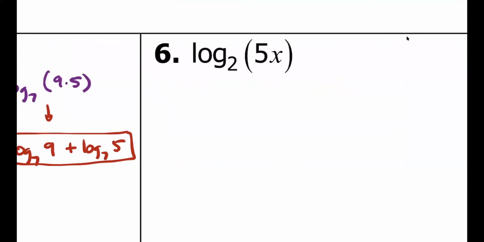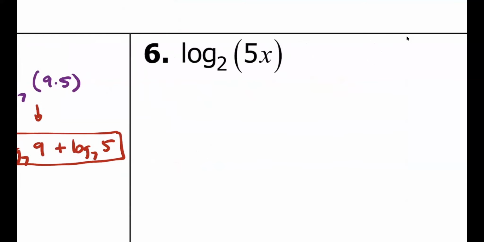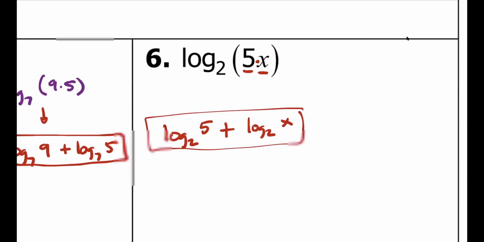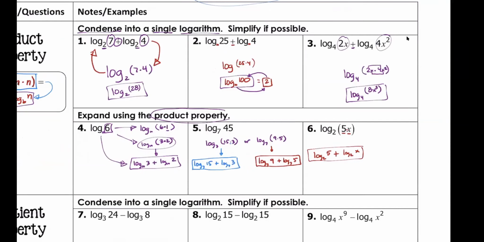Okay, last one. Oh, we actually give us a product. We have 5 times x here. So I have a product. So again, I'm multiplying, so that's a product. So I'm going to add 2 logs. Log base 2 of the first factor, 5, plus log base 2 of the second factor, x. And I'm done. All right, any questions about expanding using the product property? All right, your silence tells me no.